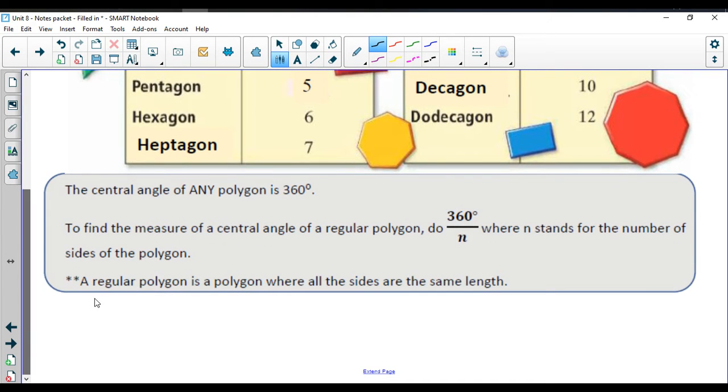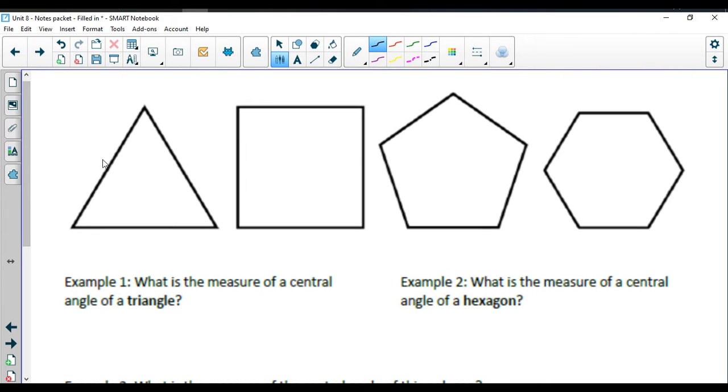So what we're going to be talking about for the first part of this lesson is what's called the central angle. The central angle is what happens if you think about a polygon as having a belly button. I'm going to show this to you in a second. Let me go over here. So you have a lineup of shapes here.